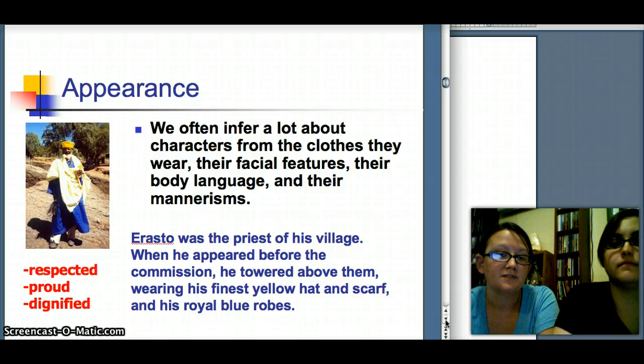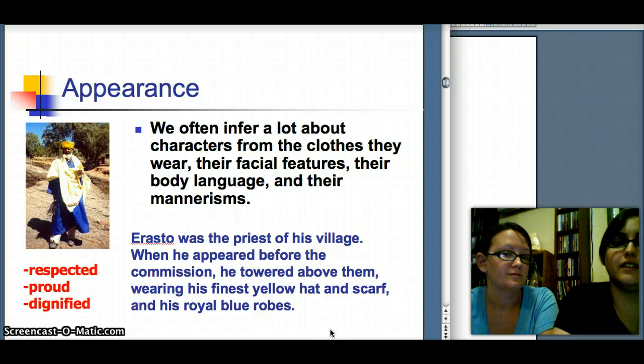So here we have Erasto. Erasto was the priest of his village. When he appeared before the commission, he towered above them, wearing his finest yellow hat and scarf and his royal blue robes. Now, from this, we can tell that Erasto is respected, he is proud, and he is dignified.